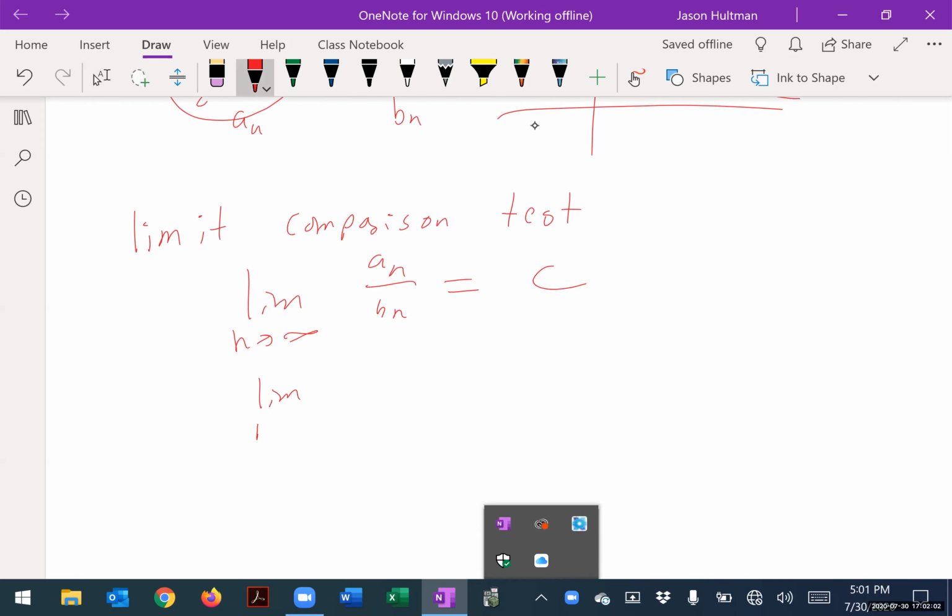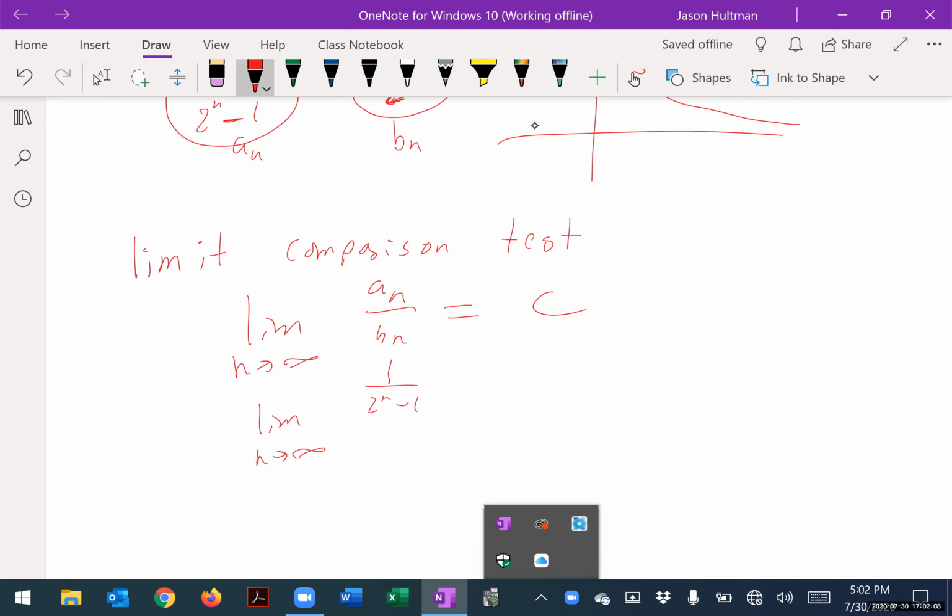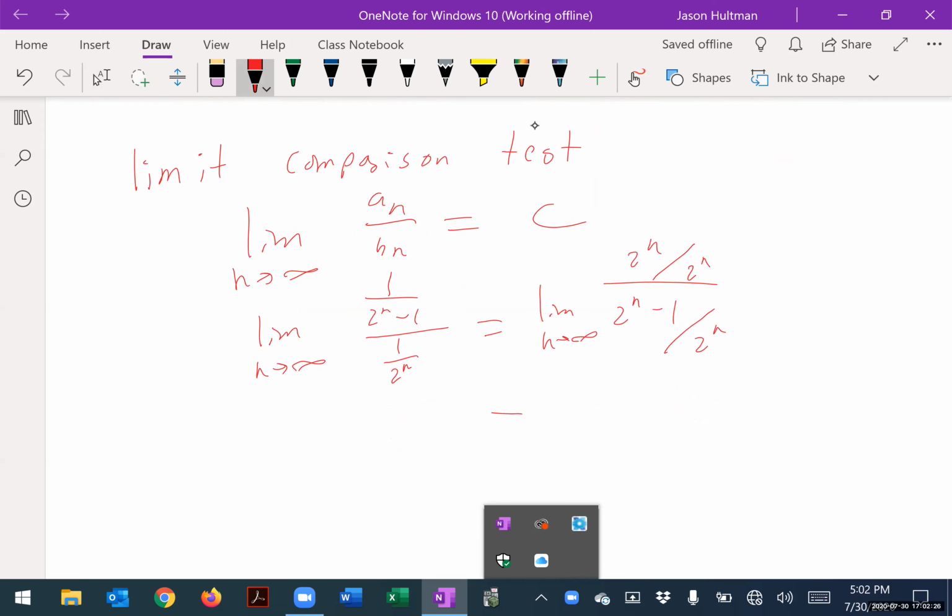So the limit as n goes to infinity of 1 over 2 to the n minus 1, all over 1 over 2 to the n, is equal to the limit as n goes to infinity of 2 to the n over 2 to the n minus 1. I'm going to divide both top and bottom by 2 to the n. I can do that because 2 to the n is never 0. Just a little side note. So this is going to be 1 over 1 minus 1 over 2 to the n, as the limit as n goes to infinity.